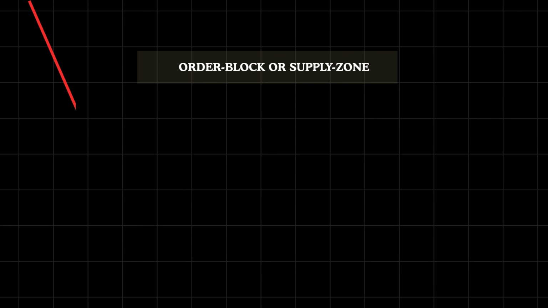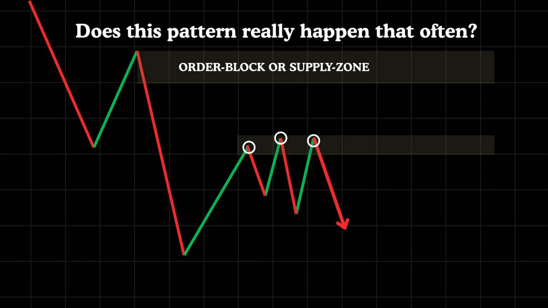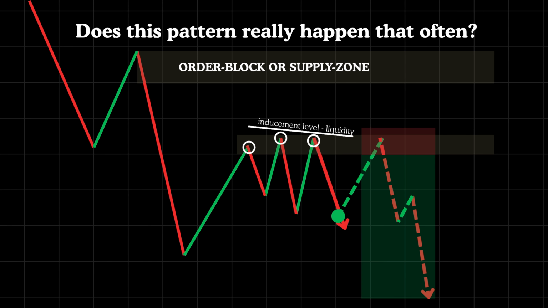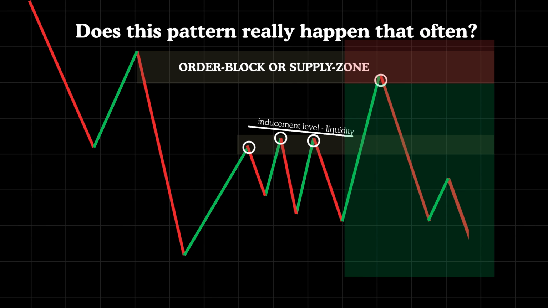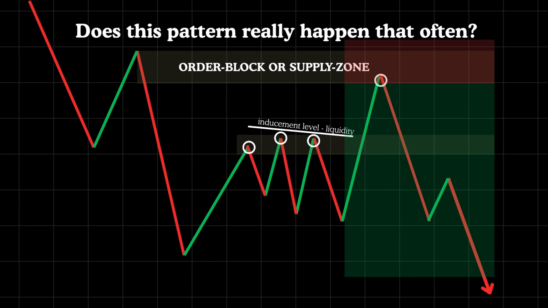Now, you might be wondering, does this setup really happen that often? Absolutely. It's a recurring pattern, because this is exactly how institutional traders operate. They don't enter randomly, they engineer liquidity traps to fill their positions. Now let's take this concept and apply it to a live chart example.